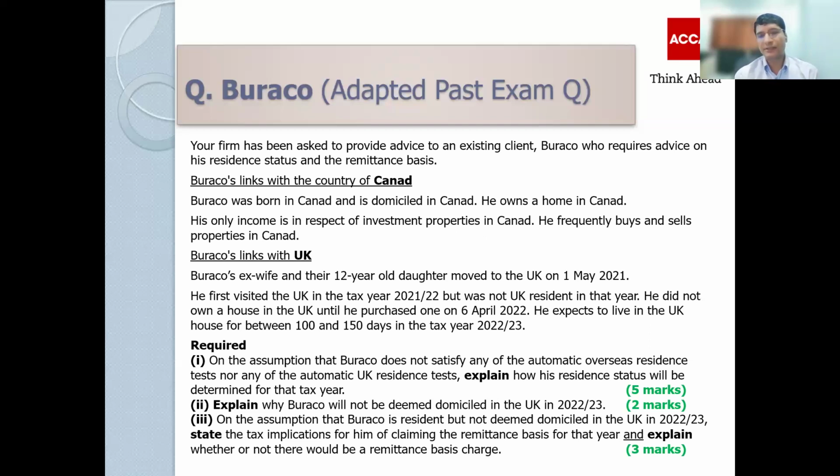Remember, the sufficient ties test means you remember those 5 ties, but importantly, you try to apply those tests in the current circumstances. If you look here, there are enough hints in the ties test to be satisfied. So on. The second is how, so the first thing is to explain why Barako will not be deemed domicile. So the second question is asking you to explain the principle of deemed domicile and apply it in the scenario.